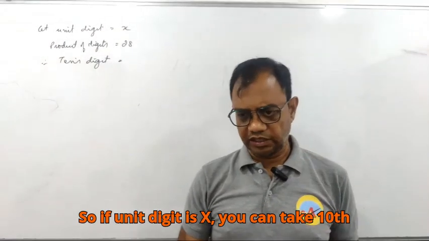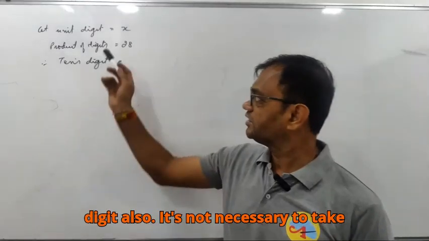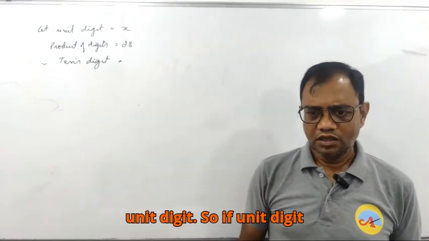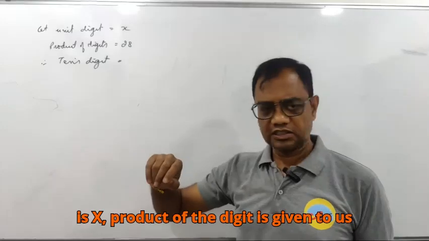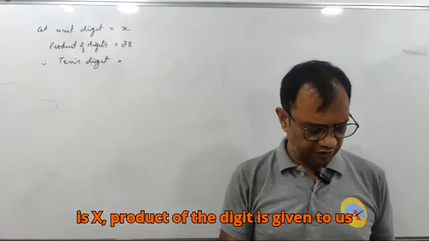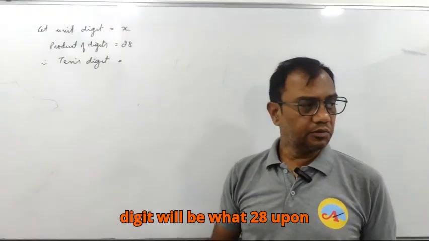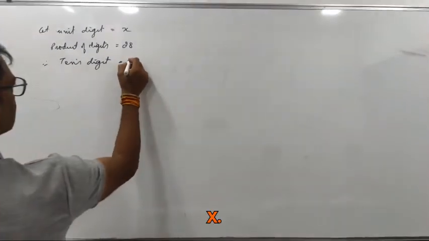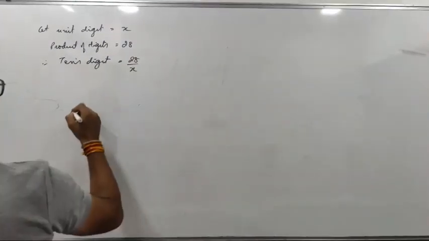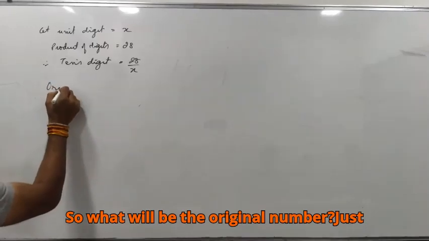So if the unit digit is x, you can take the tens digit also. It's not necessary to take the unit digit. Anything. So if the unit digit is x, and the product of the digits is given to us as 28, the tens digit will be 28 upon x. So what will be the original number?